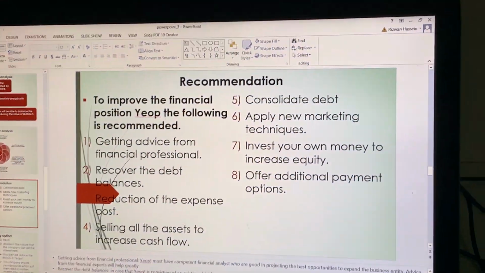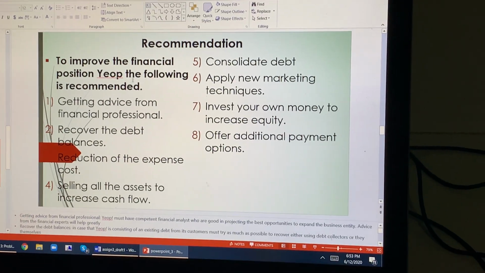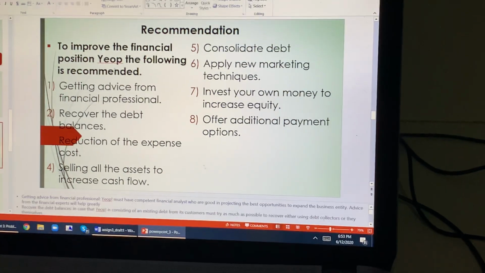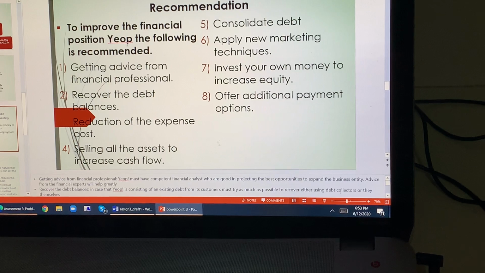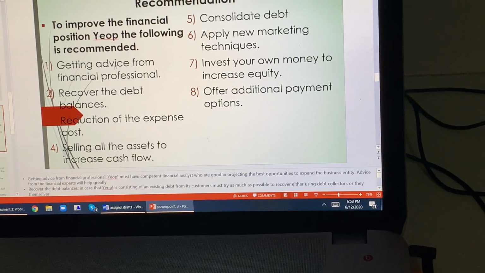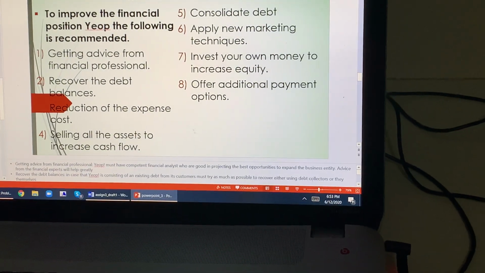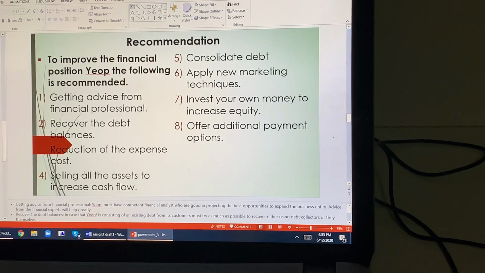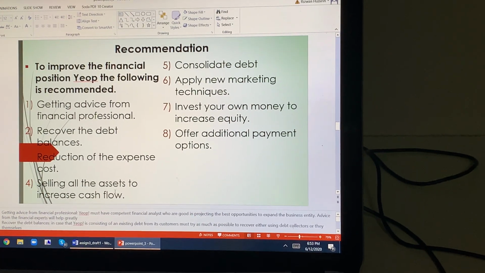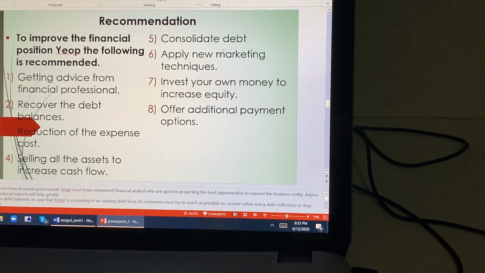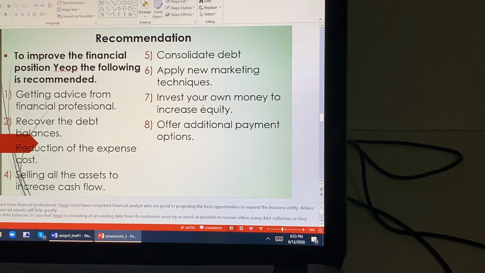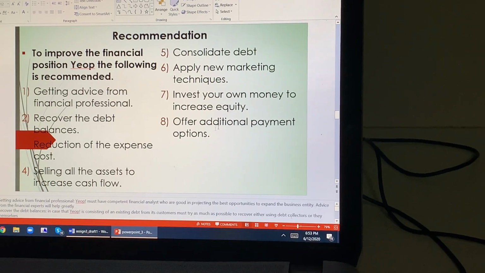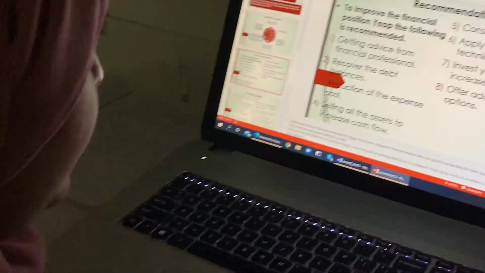Recommendation. To improve the financial position, Jobs, the following are recommended: getting advice from a financial professional, recovering the debt balance, reducing expense costs, selling assets to increase cash flow, consolidating debt, applying new marketing techniques, investing your own money to increase equity, and offering additional payment options.